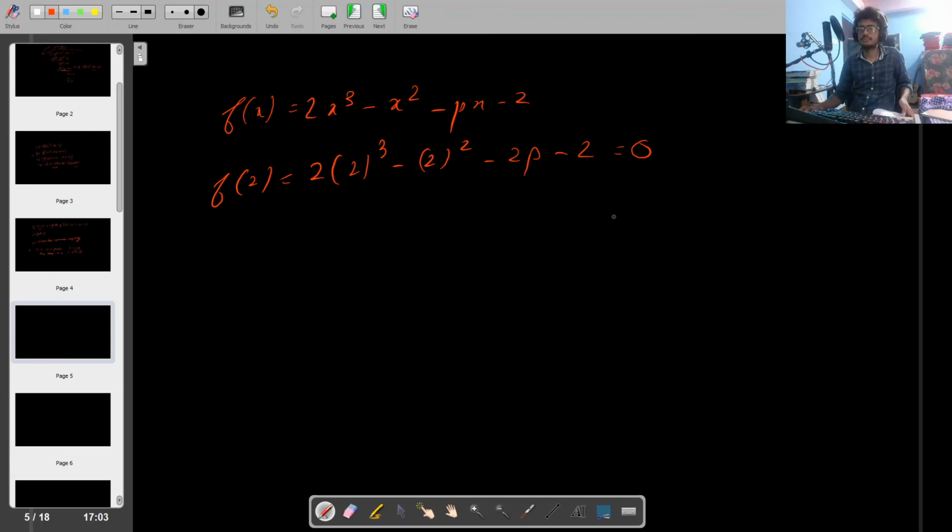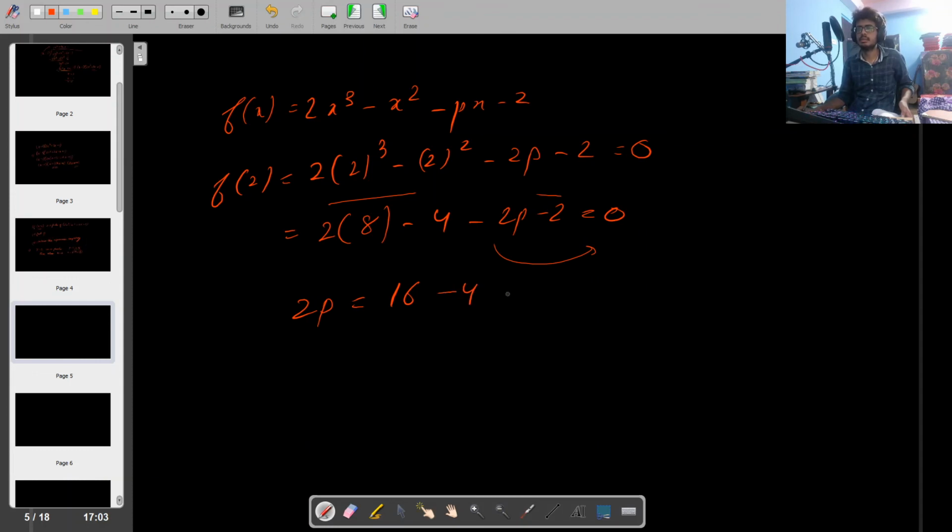So this thing will be 0 according to the question. So 2 into 8 is 16, minus 4, minus 2p, minus 2 equal to 0. Take all the non-p terms to the other side. So 2p will be equal to 16 minus 4 minus 2. So 2p will be equal to 16 minus 4 is 12, 12 minus 2 is 10. So p equal to 5. So our answer should be p equal to 5.